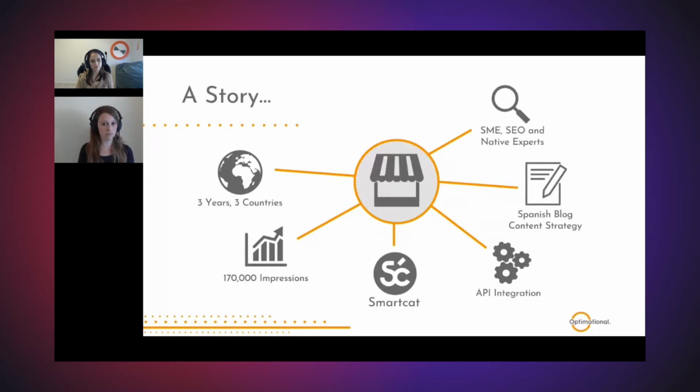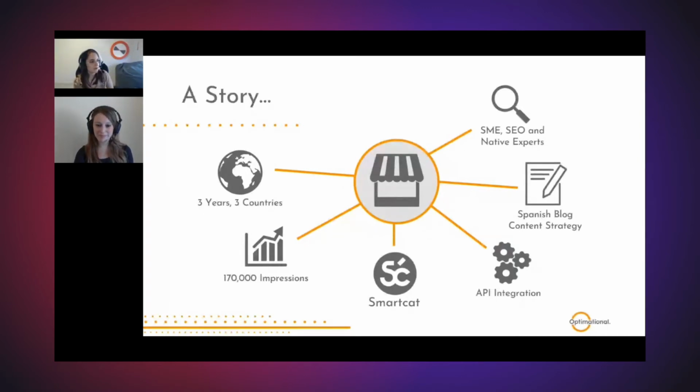The talents, the team, included native linguists, subject matter experts, and SEO specialists. And the technology included the client CMS and an API integration to Smartcat, the translation tool. Now, this process helped the business solve their 2 main challenges, which were communication with a new audience and time management. And in a matter of only a few months, the strategy itself had led to over 170,000 impressions. And of course, a lot of knowledge to replicate in new markets.